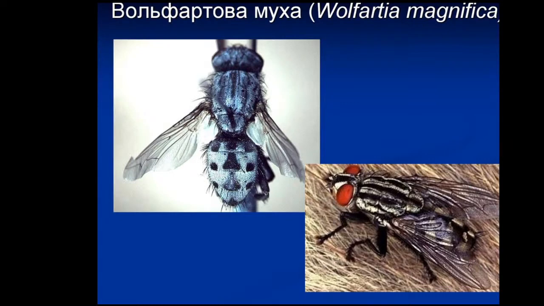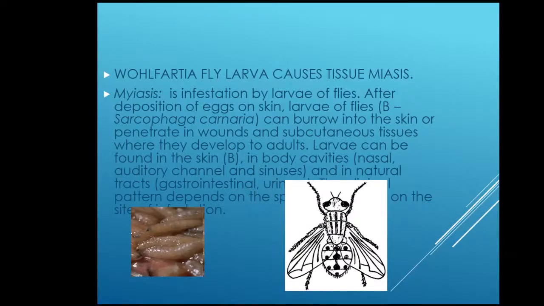The larvae hatch out and start to feed on the living tissue of these animals, which causes the formation of severe wounds. After this, the larva falls down to the soil, transforms into a pupa, and from the pupa the adult fly hatches out. So Wohlfahrtia fly larva causes tissue myiasis.